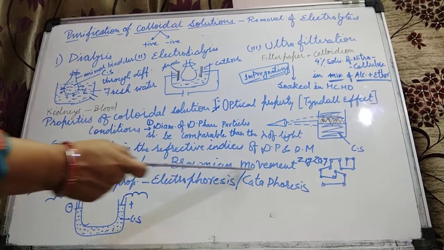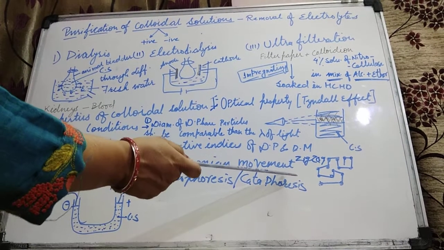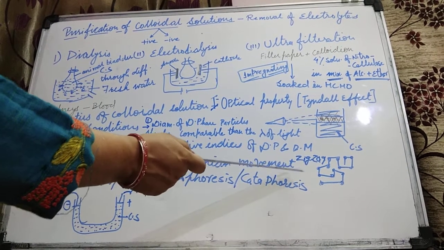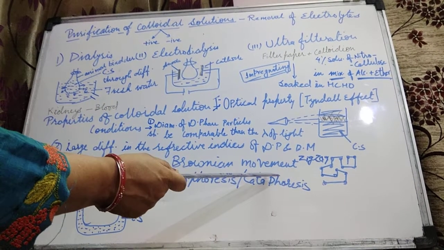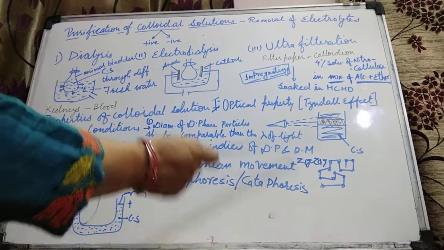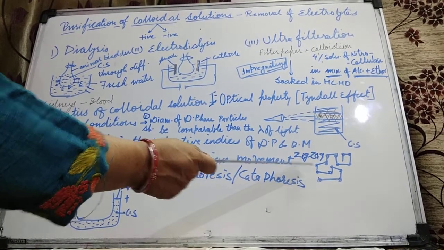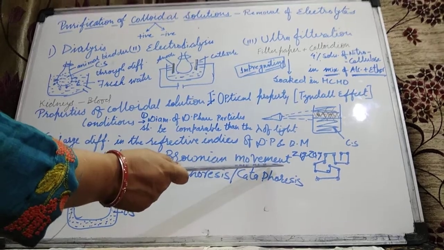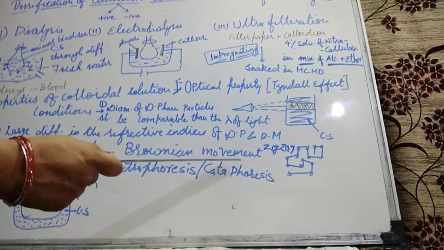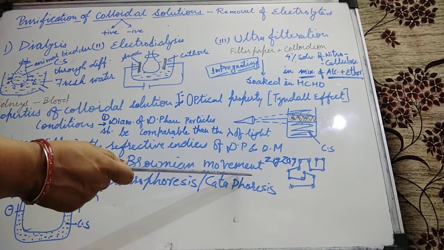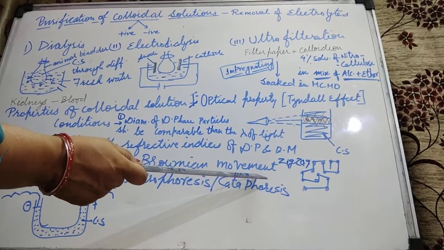What is the significance of Brownian motion? The significance is, as we have done, that colloidal solutions are stable. Why are they stable? Because they do not settle down easily. And why are they not settling down? Because of this Brownian motion. They are continuously in motion. That's why they do not settle down. So Brownian motion is responsible for the stability of the colloidal solution.